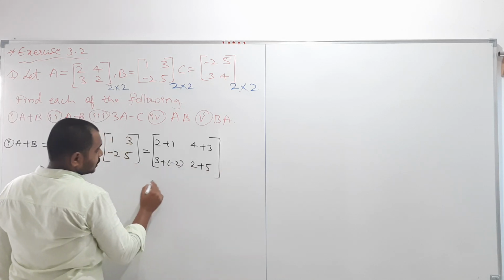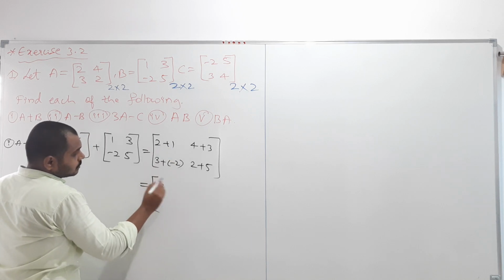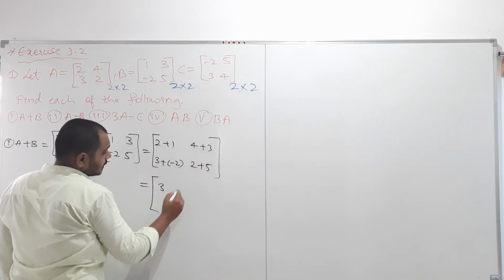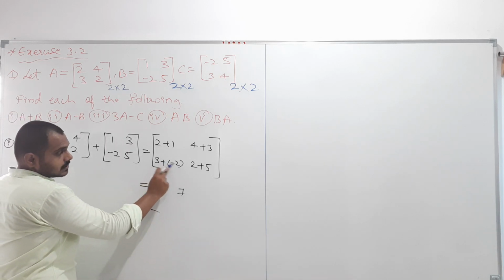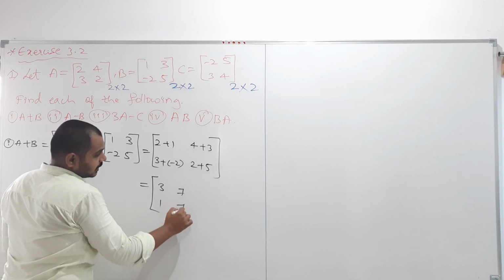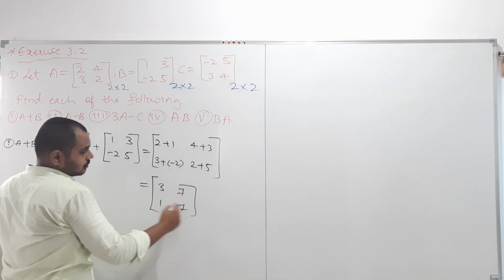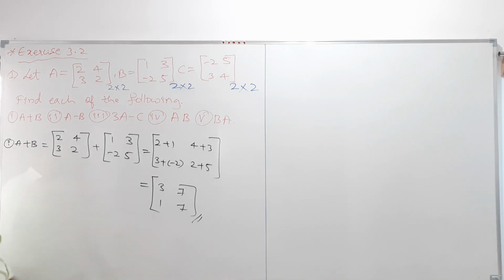So therefore my dear students, this is equals to, what is the answer? 2 plus 1 is 3. 4 plus 3 is 7. 3 plus minus 2 is 1. 2 plus 5 is 7. So this is your required answer. After adding A and B, you will get this much. Clear?